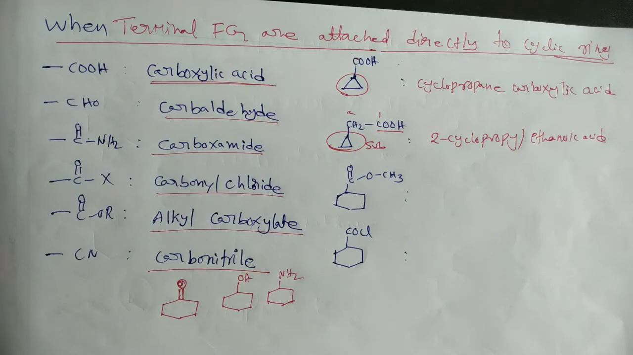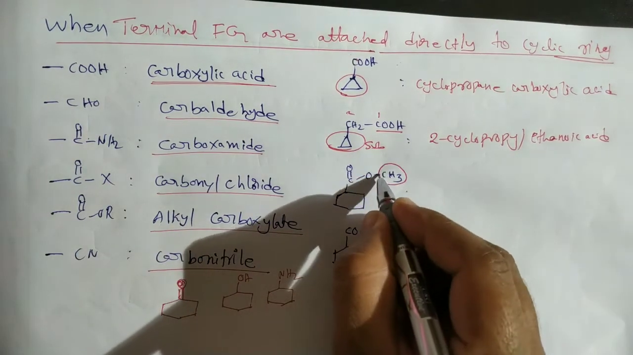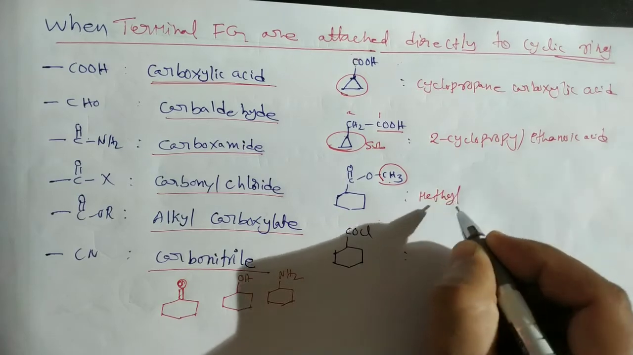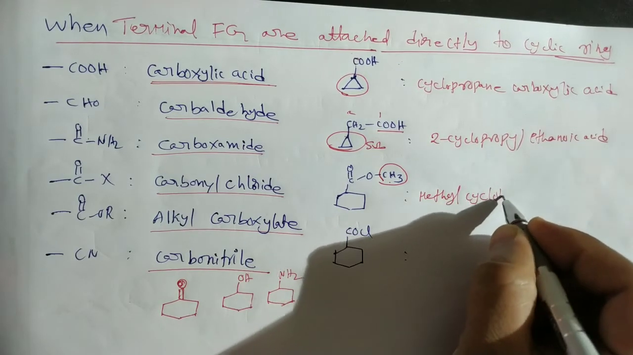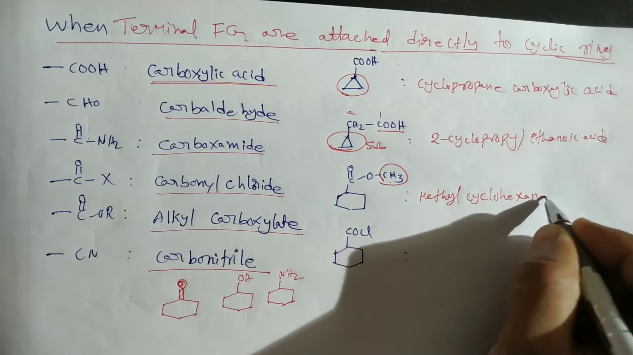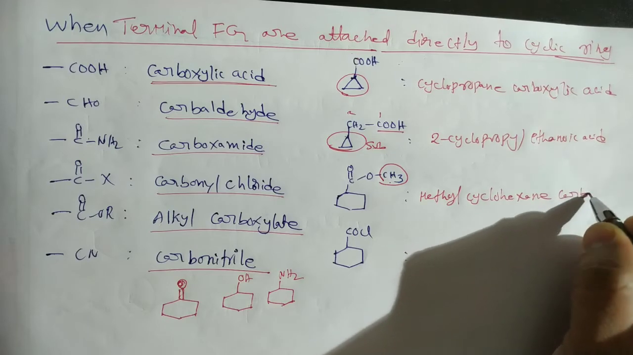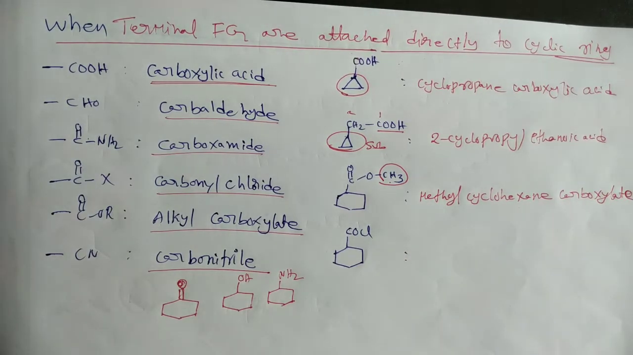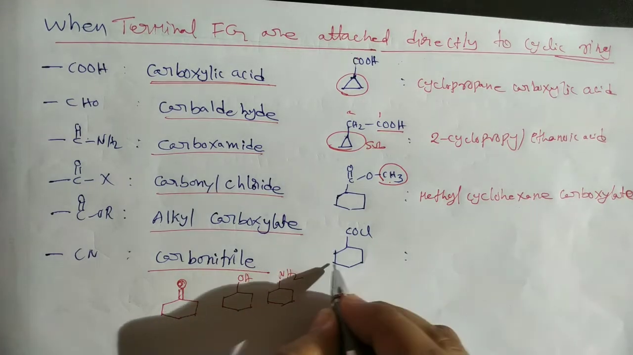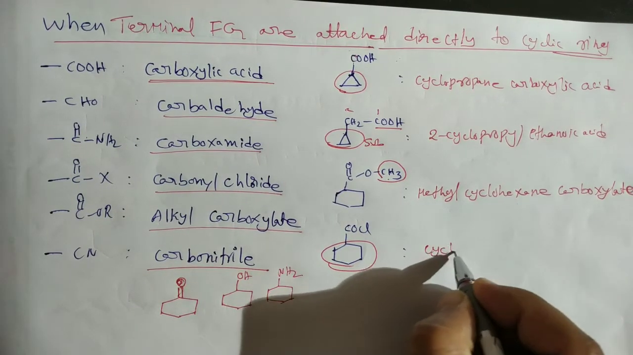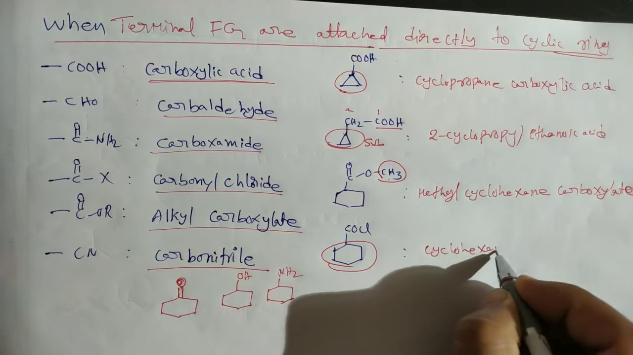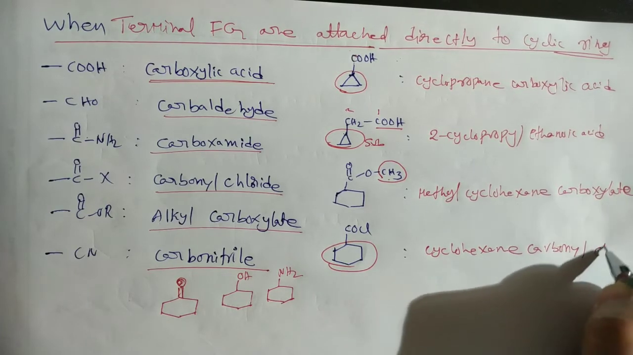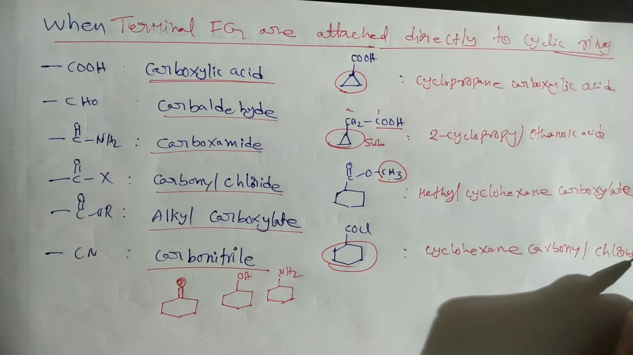Now here this is the ester group. In the ester group, first we have to write the name of the alkyl group. So this is methyl, and a six-membered ring, so cyclohexane carboxylate. Methyl cyclohexane carboxylate. Okay, and next here in this case cyclohexane carbonyl chloride. That is the IUPAC name of this one.